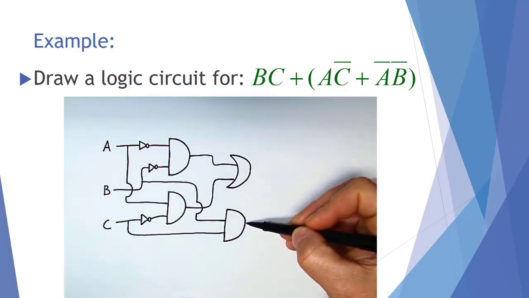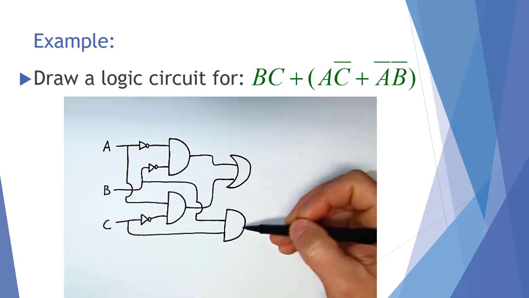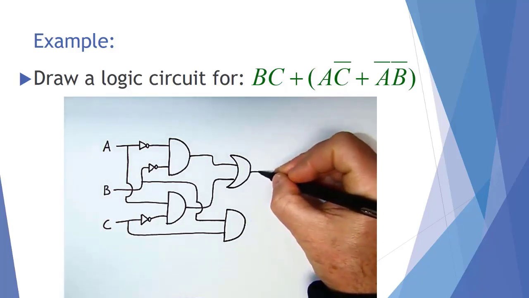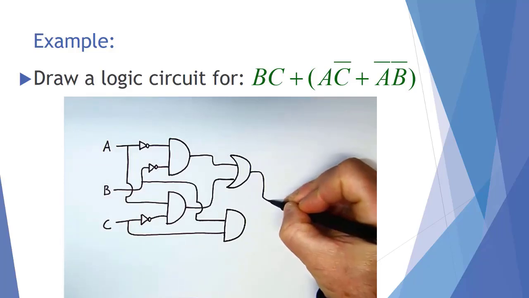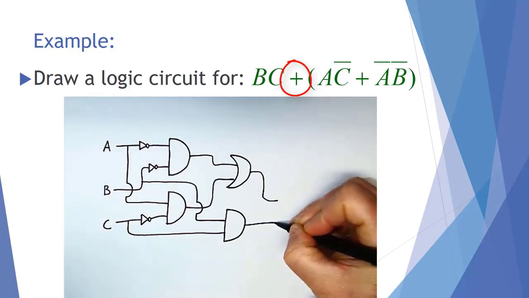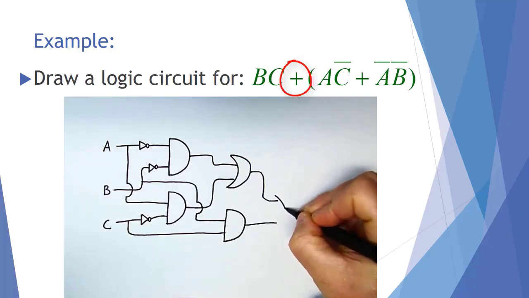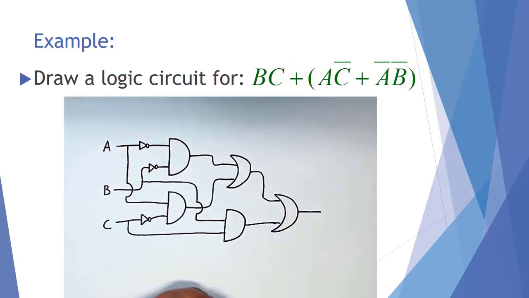Here's the B, C AND gate right next to it. And we can have one or the other, and that means that these two feed their own OR gate. So I'll take those two outputs and feed them into another OR gate right there. And there's our Boolean logic circuit.